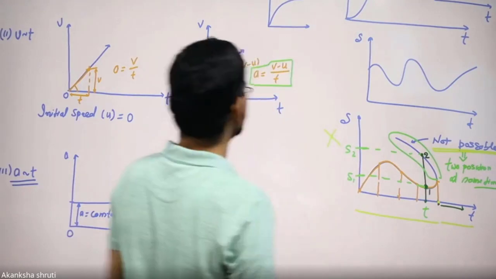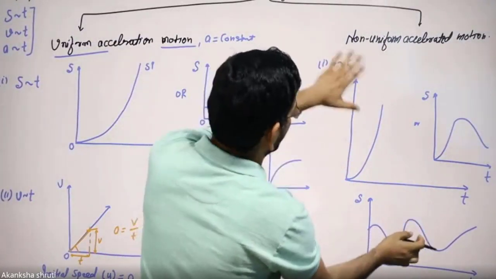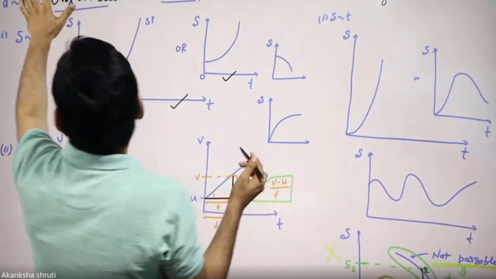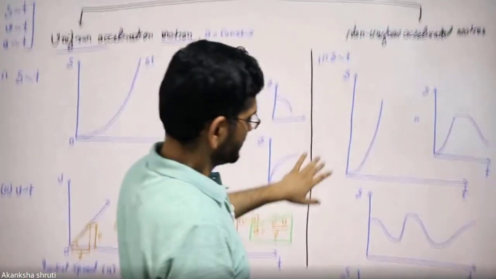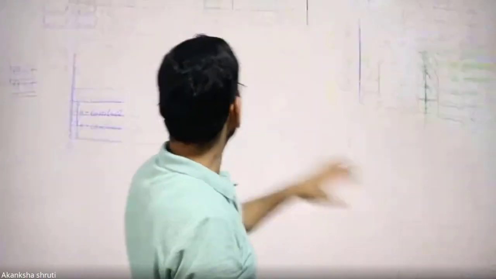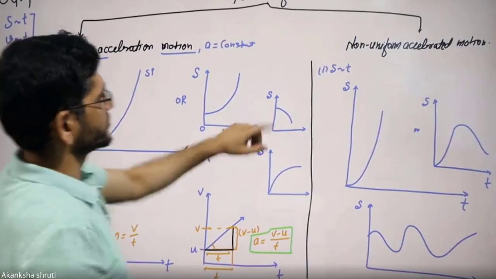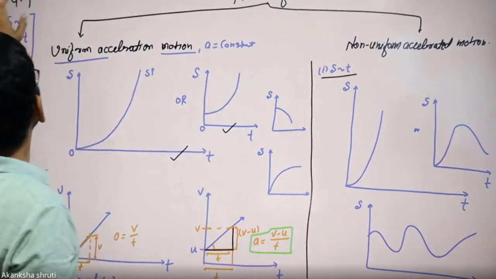Okay, it is this one. Such kinds of plots, these three, are for non-uniform motion. Okay, students? And this was for uniform motion. So we have plotted the ST graph. Now let us go for the VT graph.